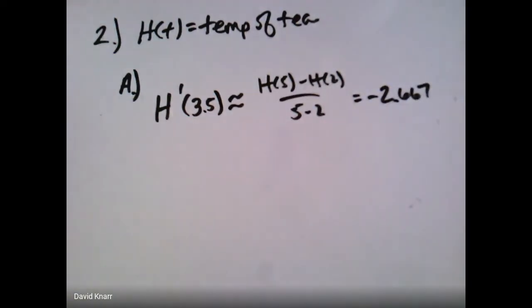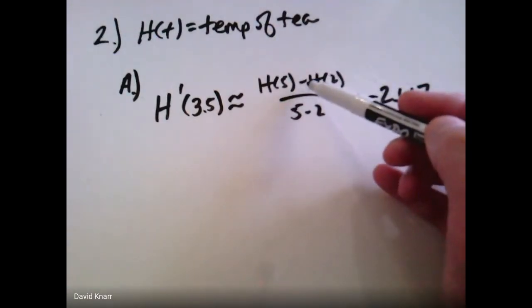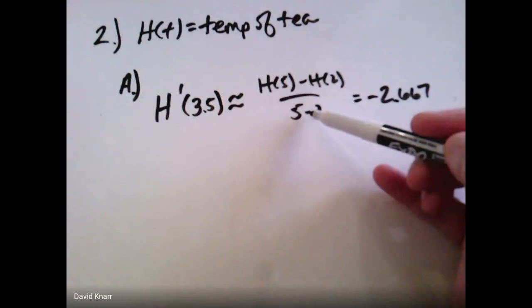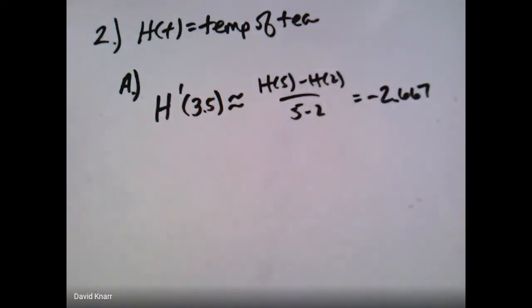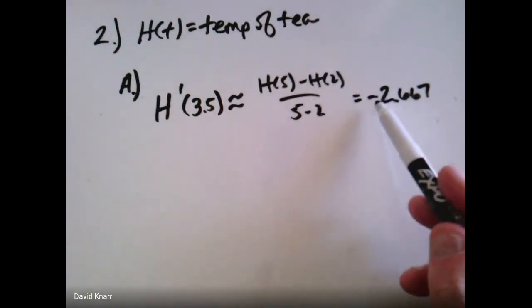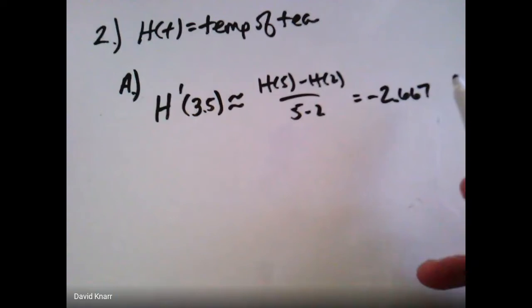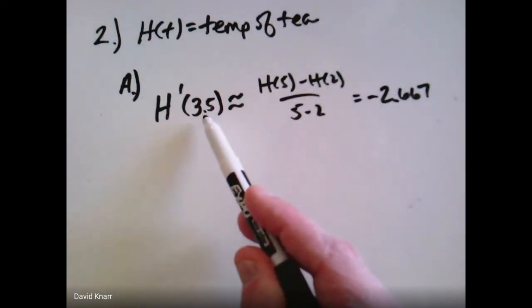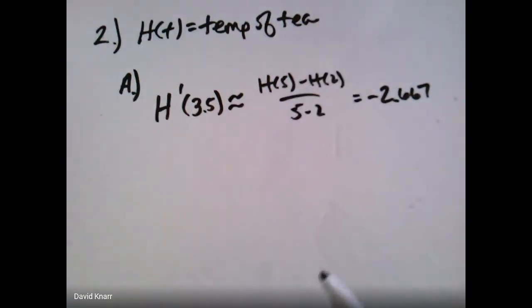You don't need to put units. You could if you wanted to. It's pretty easy. Remember, H is measured in degrees Celsius, and the bottom is measured in minutes. So this is Celsius per minute. It's the rate. Okay. It's dropping 2.667 degrees Celsius per minute at t equals 3.5 minutes. That would be your explanation if you were asked one.